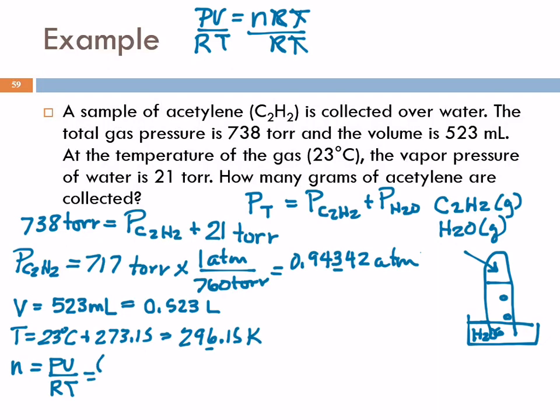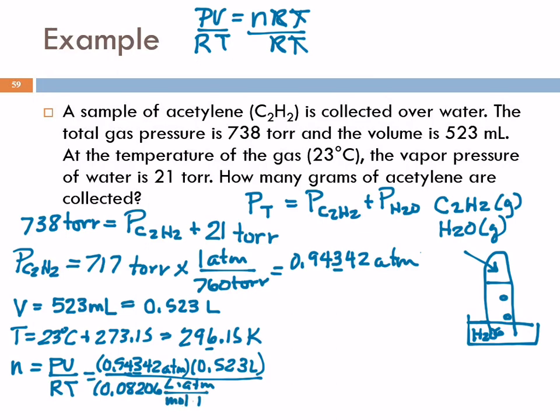So we've got the pressure, 0.94342 atmospheres. And the volume is 0.523 liters. And that's divided by the ideal gas constant, 0.08206 liter atmospheres per mole Kelvin, times the temperature in Kelvin, 296.15 Kelvin.